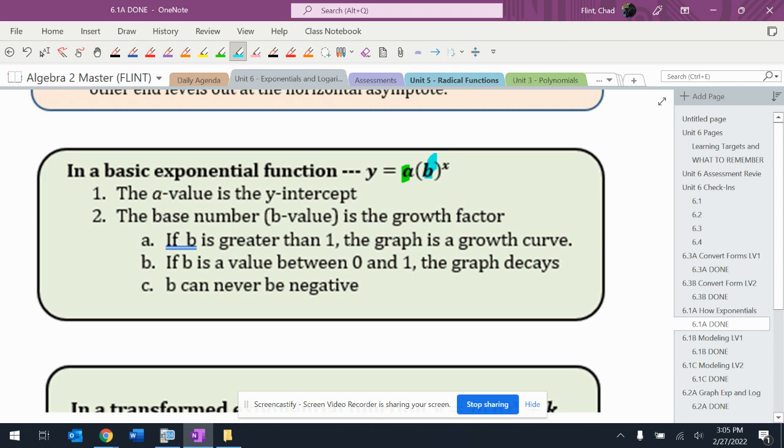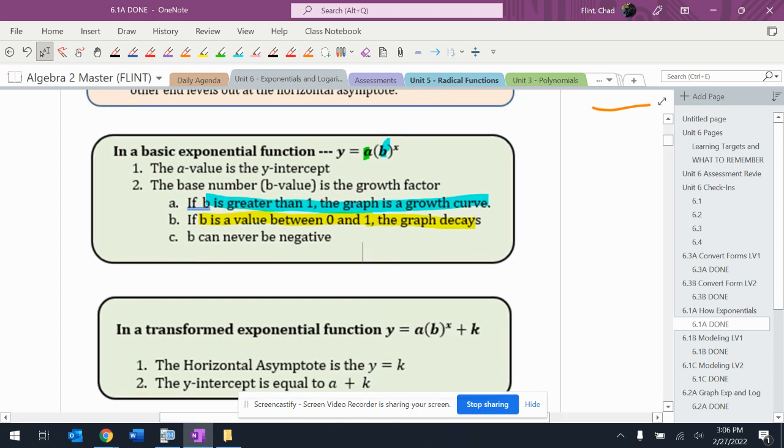There are growth functions and there are decay functions. If that b value is greater than 1, it's going to be growing and getting bigger as it moves to the right. If the b value is between 0 and 1, then the graph is going to decay or get smaller as it goes to the right-hand side. And the big thing is b can't be negative because then it wouldn't make a function. It would make a thing that kind of jumped around all over the place because negative numbers don't behave well when they have an exponent on them that's constantly changing. So that's what we're looking at there. Growth and decay are what we're going to want to talk about first.